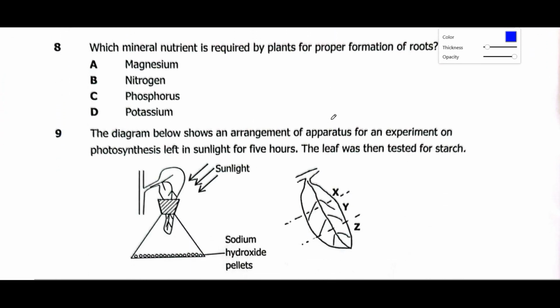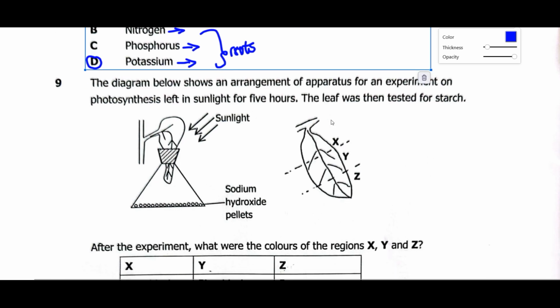Right, we move on to question 8. Which mineral nutrient is required by plants for proper formation of roots? Now for this question, we have magnesium, no? Nitrogen is required, phosphorus is required, potassium is required. All these 3, if you just study well, are required for formation of roots. Now for the best answer here we'll just go with potassium, but keep in mind that they are all required for formation of roots.